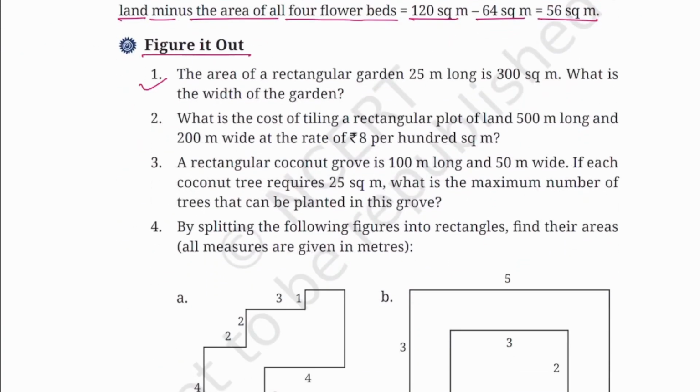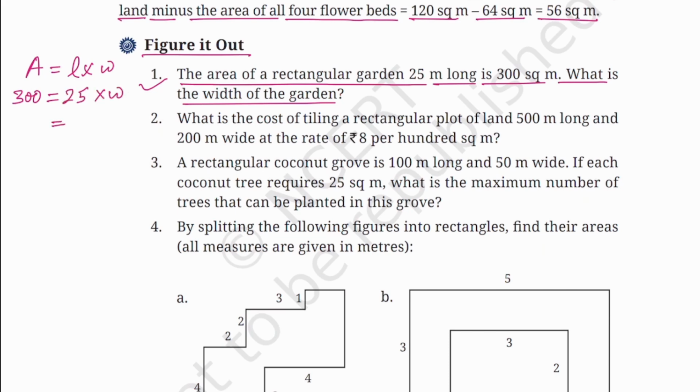Figure it out. 1. The area of a rectangular garden 25 meter long is 300 square meter. What is the width of the garden? You know, area is equal to length into width. Area is 300 square meter. Length is 25 meter. Then width will be 300 divided by 25. The answer is 12 meter. The width will be 12 meter.